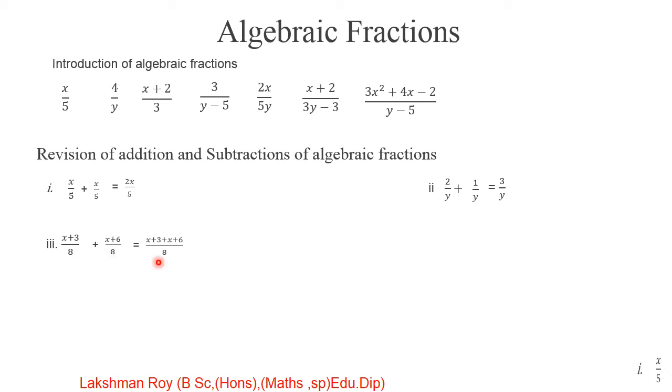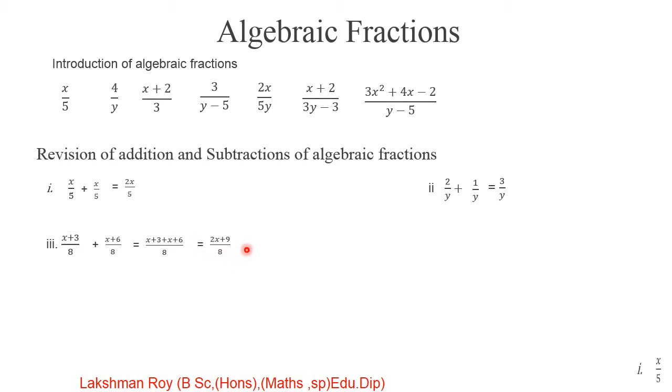So in the answer you write one denominator, and you have to add the two numerators: x plus 3 and x plus 6. Now you can simplify the numerator because it has like terms. The x terms are like terms, and 3 and 6 are like terms, so you can add those. x plus x you can write as 2x, and positive 3 plus positive 6 you can write as positive 9. So this is the answer.